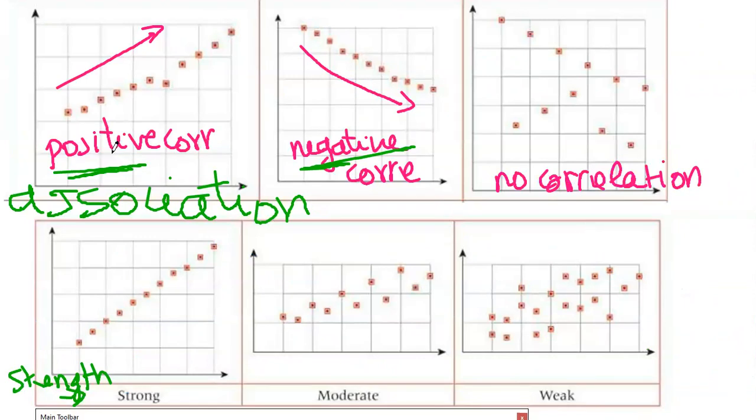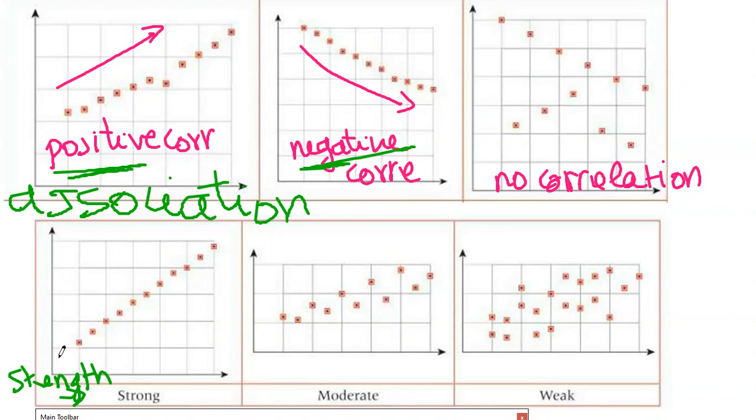If you look at the first graph, you see that the points are increasing. Increasing means a positive correlation. If you see the second graph, it's going down, decreasing, so it's a negative correlation. And if you look at the last one, I cannot say if it decreases or increases, so it's no correlation. So when I say positive, negative, or no correlation, I'm talking about the association of the graph.